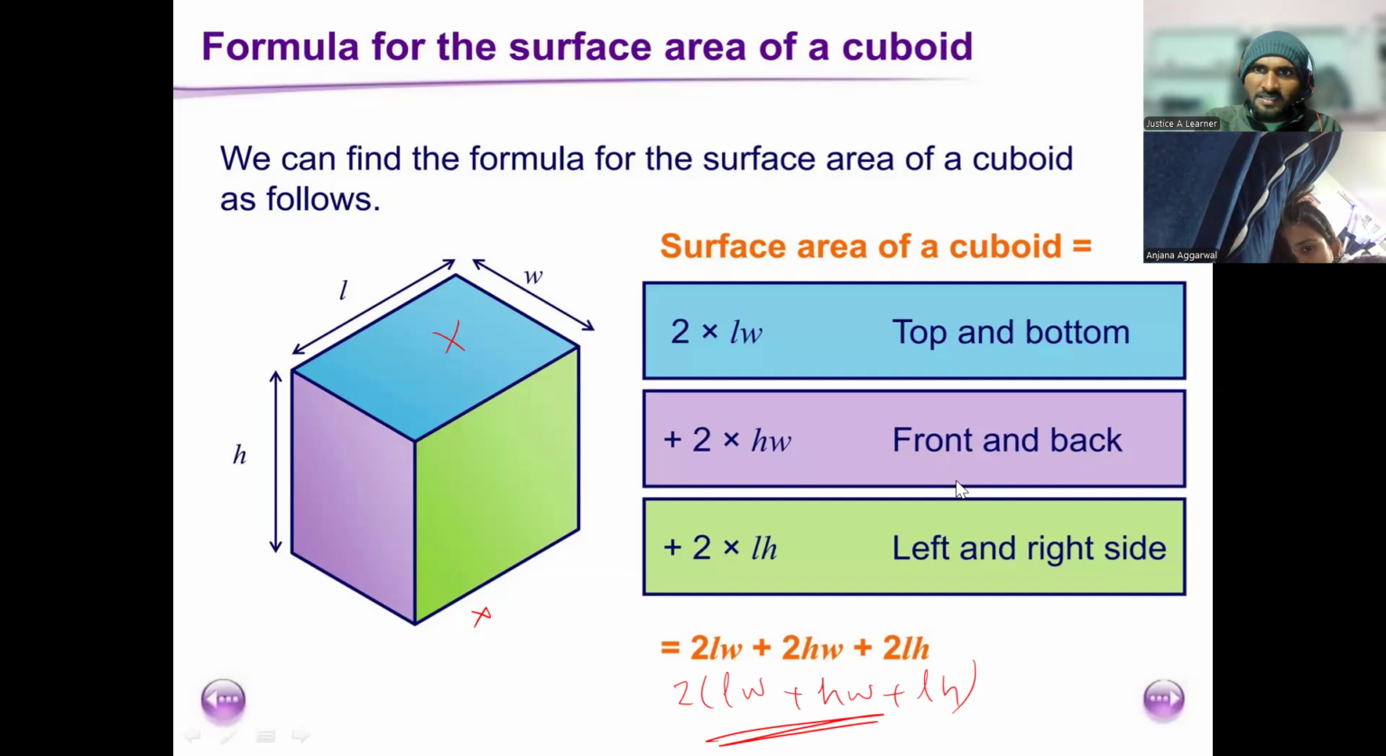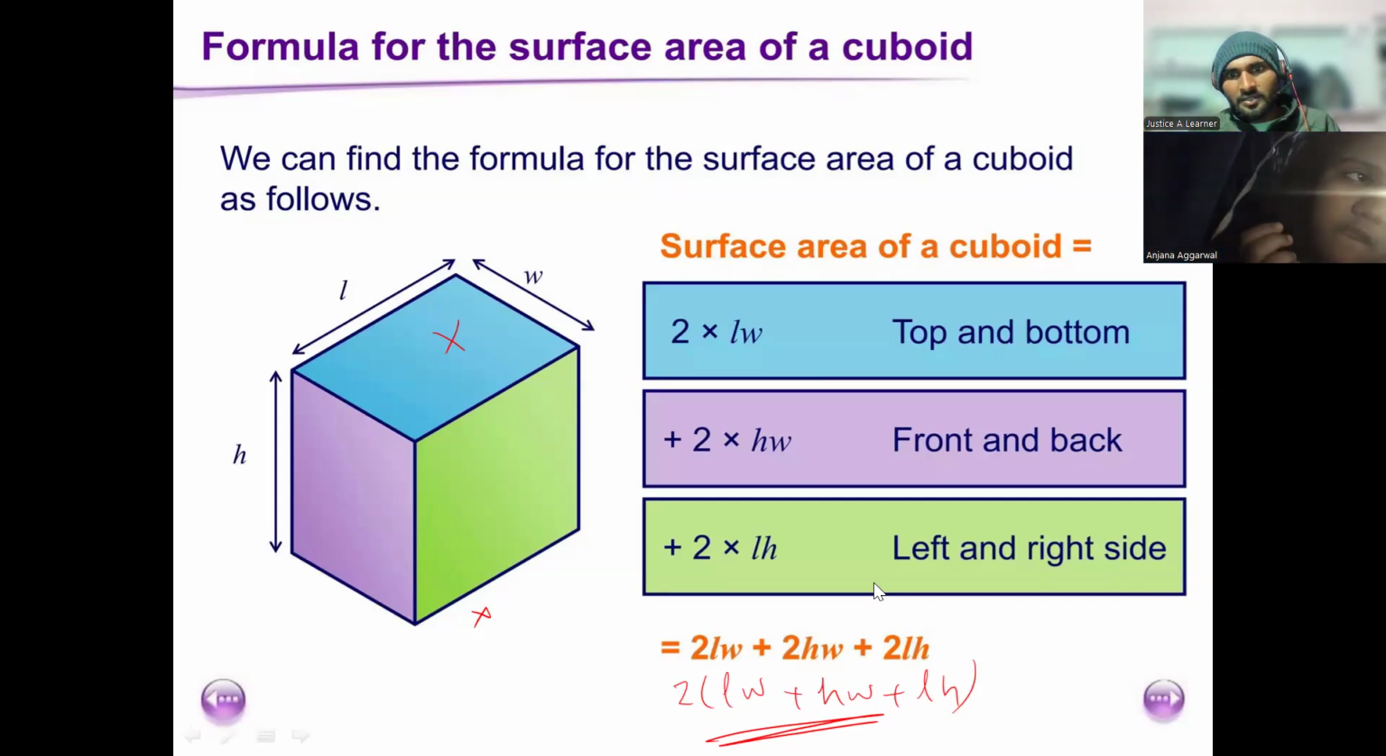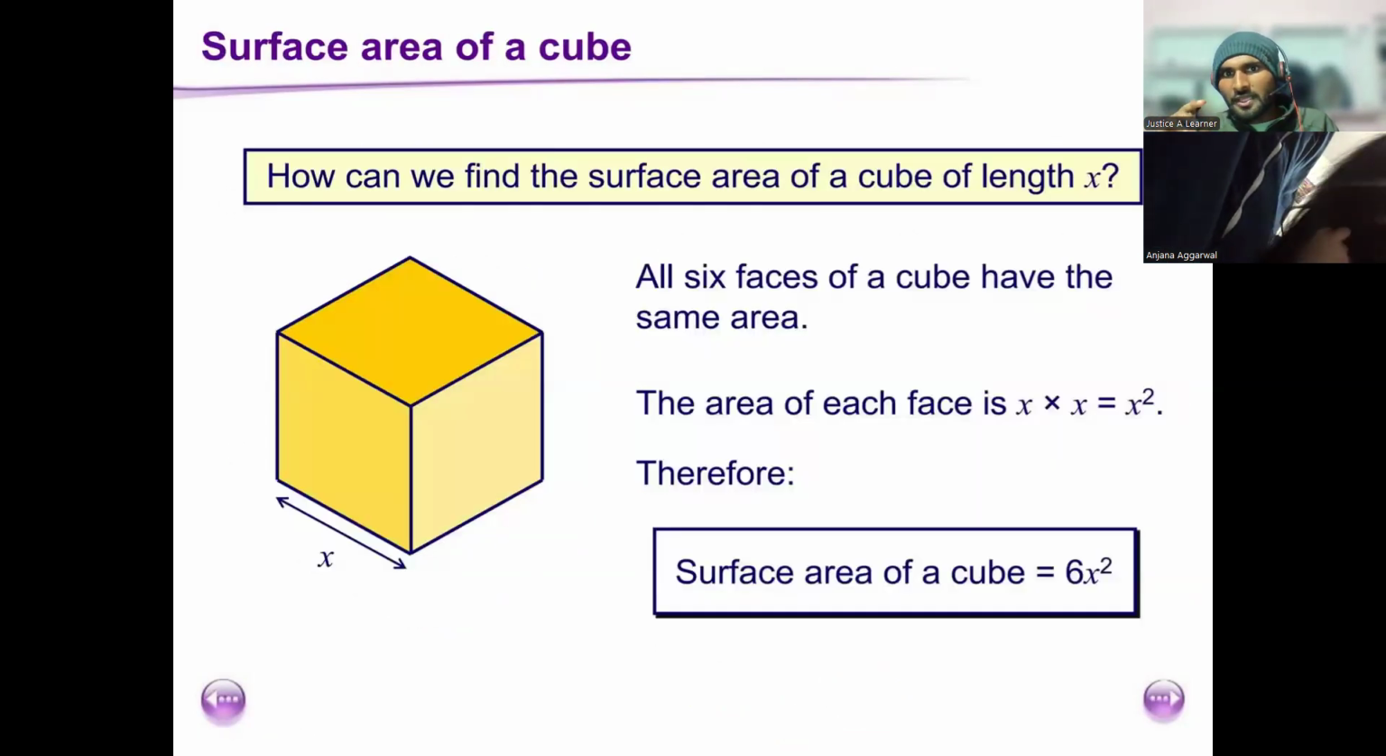So this is here. 2 length into width, 2 height into width, 2 length into height. Now see this. How can we find the surface area of a cube of length x? This is the surface area of a cube that has the length x. Earlier you were telling me that when the length is equal, then all the sides would be equal, right?